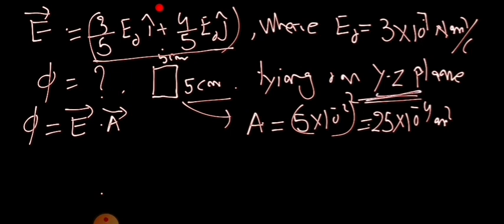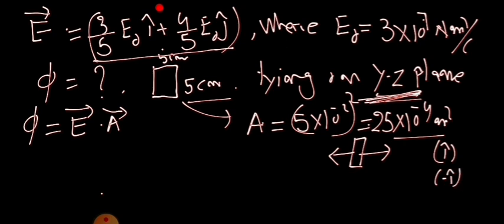Somebody is saying the YZ plane has direction along the x-axis, because the YZ plane is there. So the direction will be along the x-axis, and it can be either plus I cap or minus I cap. Both are two answers. But if I want to find the mod value of the flux phi, I can take any one.